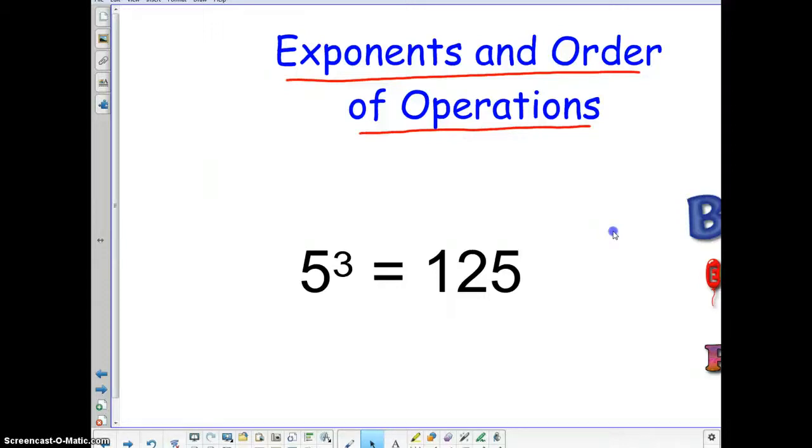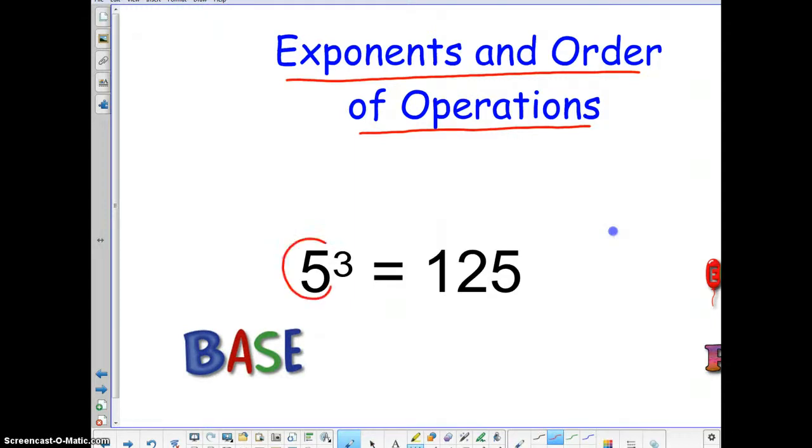All right, so just write this. How we would say it is 5 to the third equals 125. Exponents and order of operations, 5 to the third equals 125. Then we have to label what these numbers actually are. So this first one, this 5 right here, that big number we call the base. That is our base number in an exponential equation. Okay? 5 is our base.